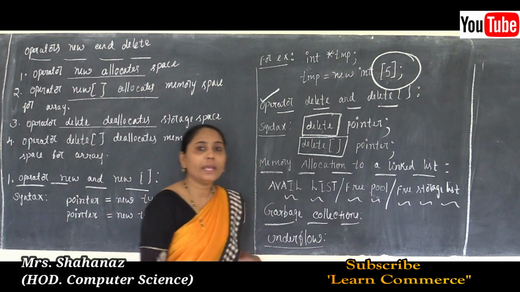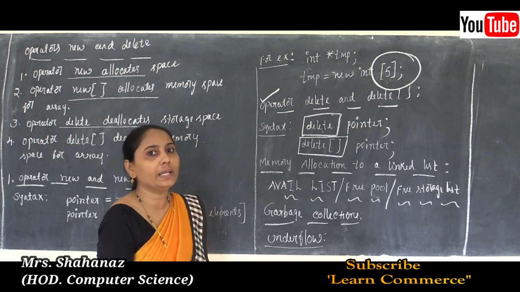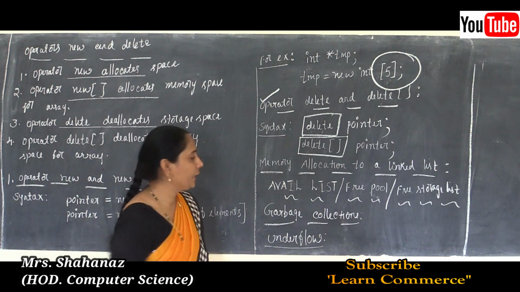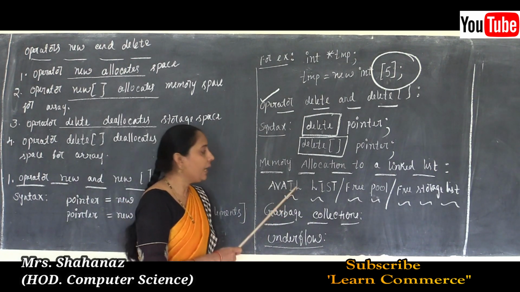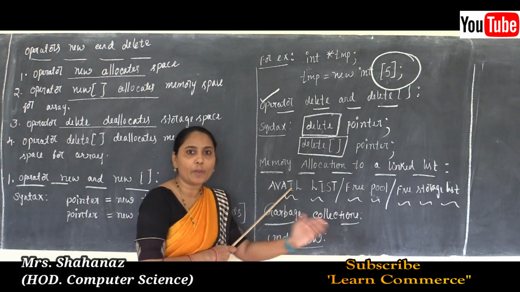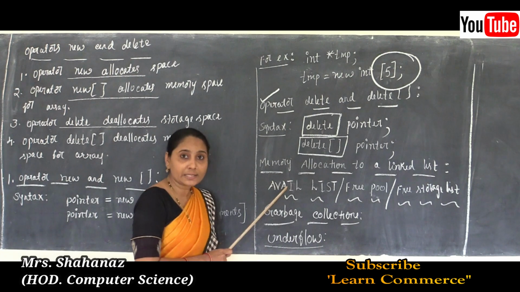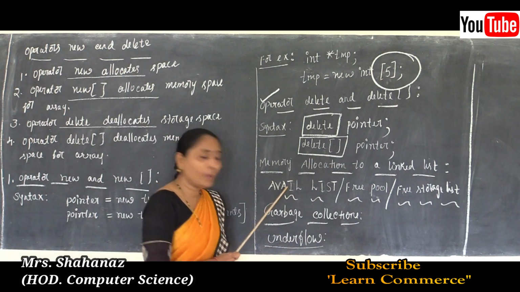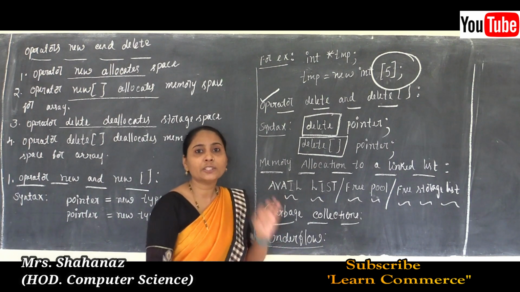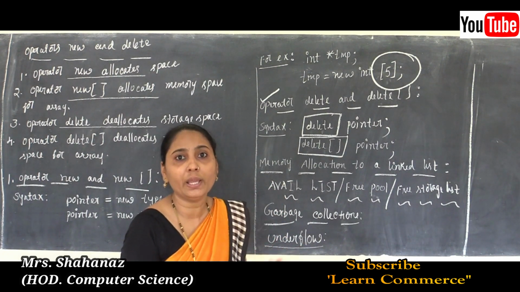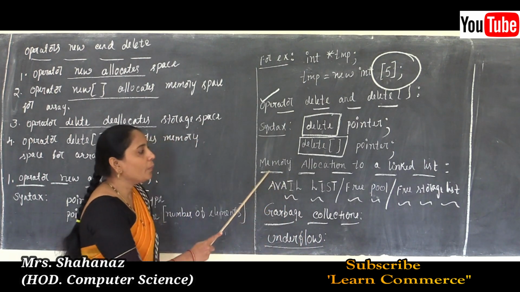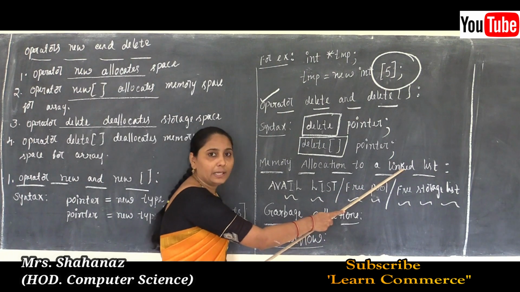So whenever a node is deleted from the linked list, that means when any node is deleted from the linked list, its memory is added into the avail list. Is this part clear? If any node is deleted from the linked list, its memory is added to the avail list. Or if any node is added into the linked list, such memory space is deleted from the avail list. So this is the meaning of memory allocation to a linked list.